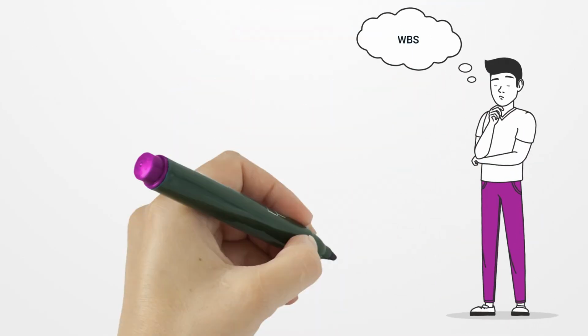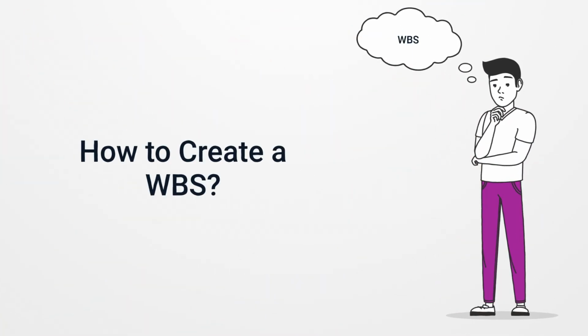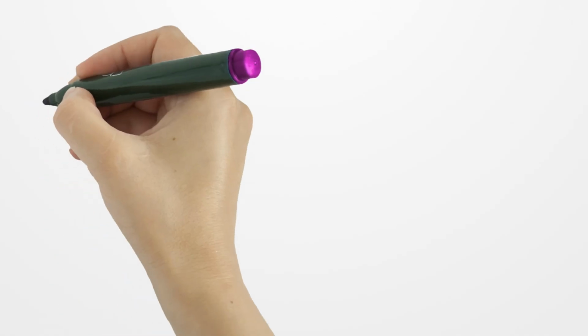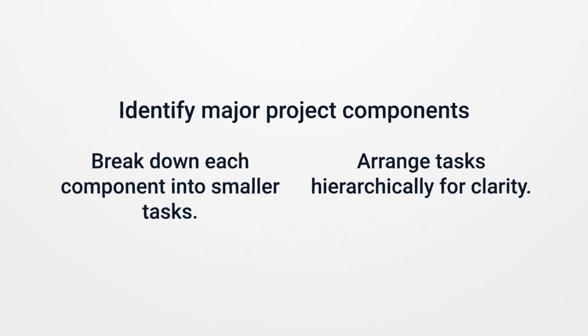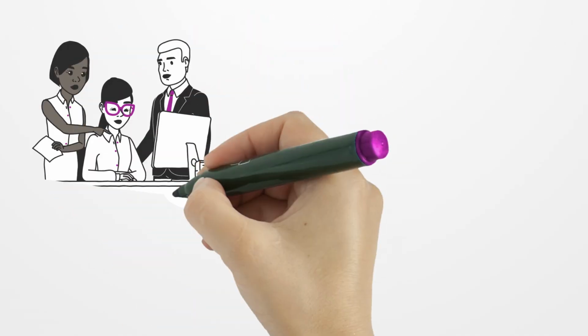How to create a WBS. 1. Identify major project components, e.g., design, development, testing. 2. Break down each component into smaller tasks. 3. Arrange tasks hierarchically for clarity.